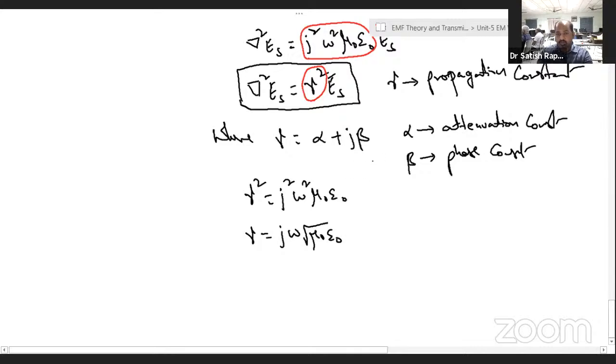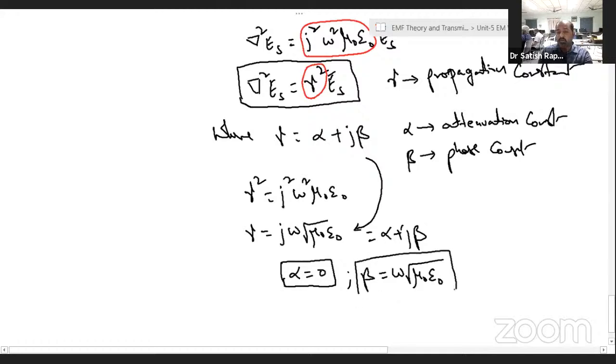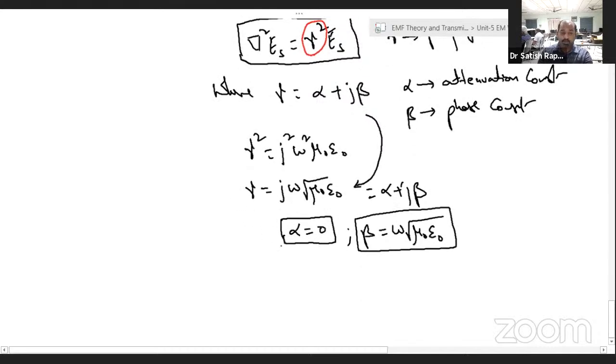So if you compare with this here, gamma, which is equal to alpha plus j beta, we will get alpha is equal to 0, and beta is equal to omega root mu naught epsilon naught. Alpha is 0 means the attenuation constant is 0.